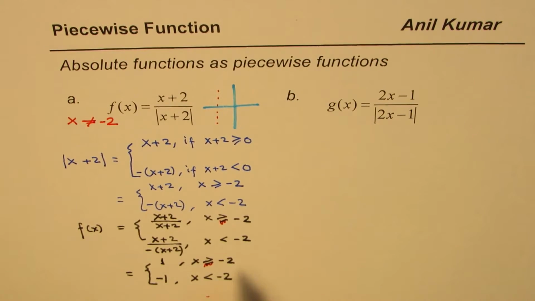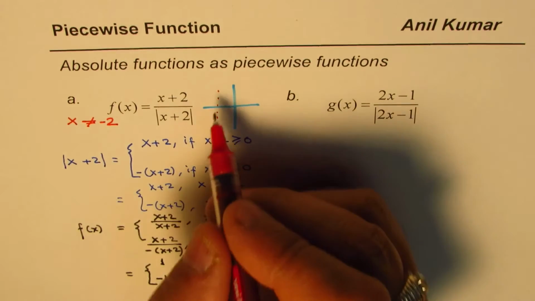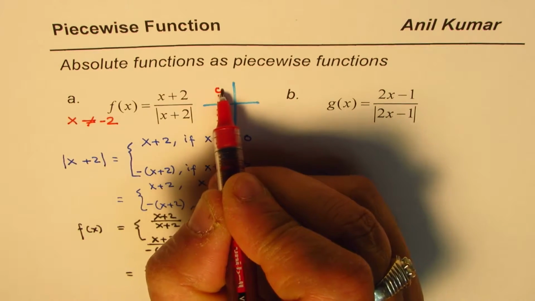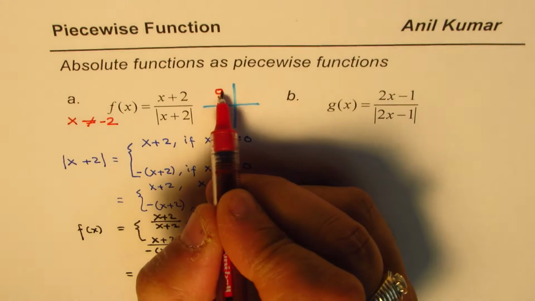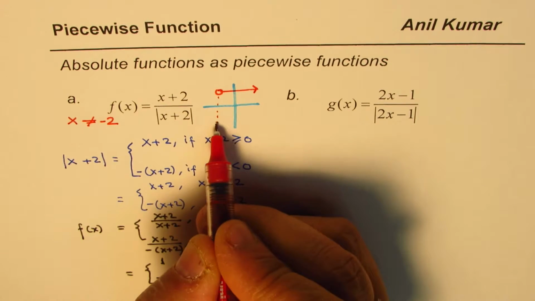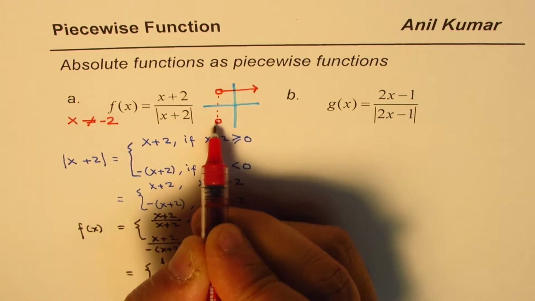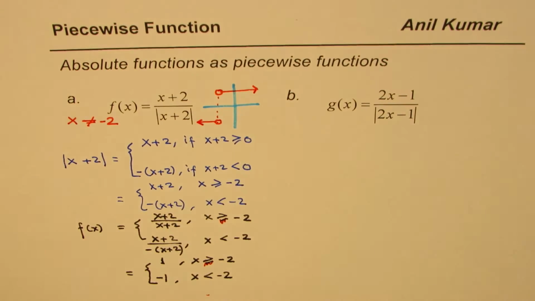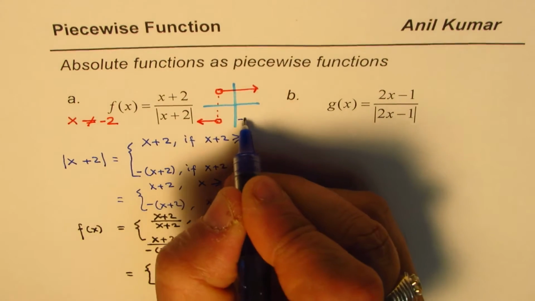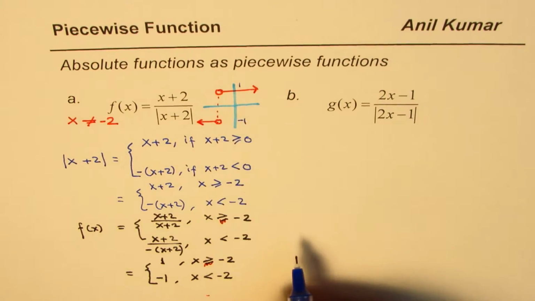Perfect. And therefore, when you sketch it, you have to sketch with a hole at minus 2. 1 means when x is to the right side of minus 2, kind of like this. And to the left side again, a hole here. This is very important, and like this. So we have the value at plus and minus 1, right, for the given function.